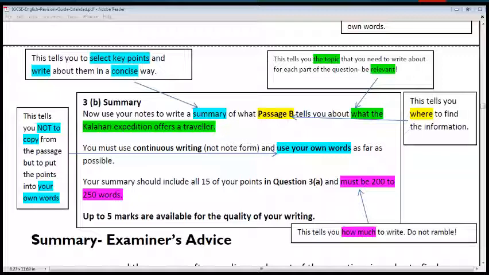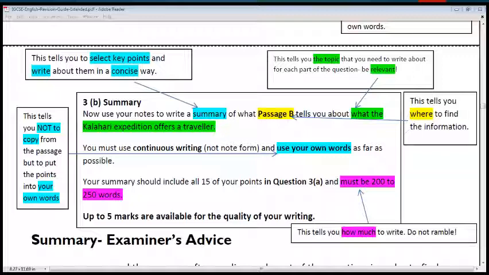Synonyms for concise will be what? Brief, straight to the point, direct, do not ramble. I'm going to repeat that phrase again. Do not ramble. The second part that is highlighted in yellow tells you where to find the information. Obviously, it's in passage B.